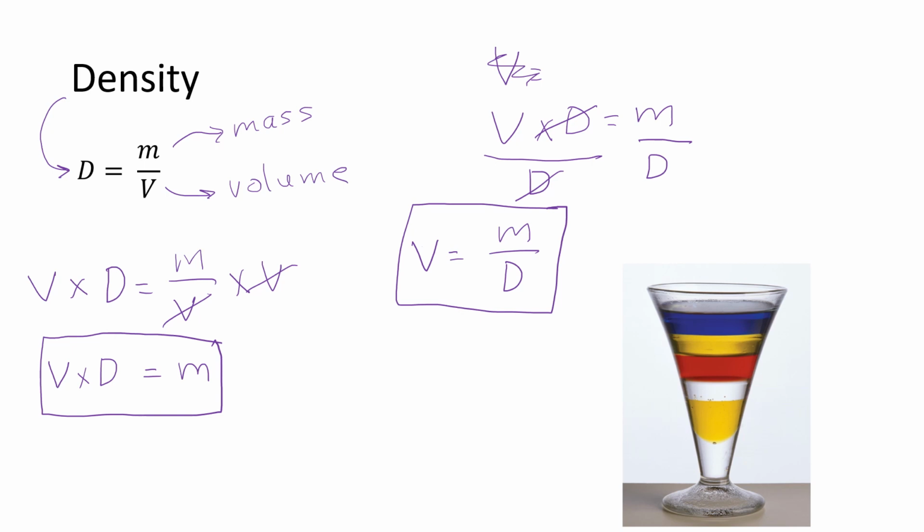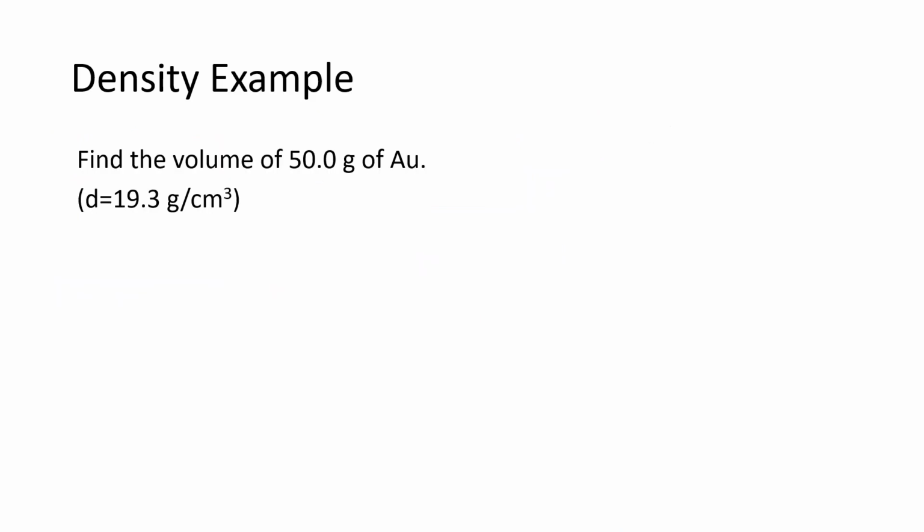We have that density is equal to mass over volume, volume times density is equal to mass, and volume is equal to mass over density. For this example, we're asked to find the volume of 50 grams of gold, given that the density of gold is 19.3 grams per cubic centimeter. Okay, so if we have 50 grams, what will that volume be?